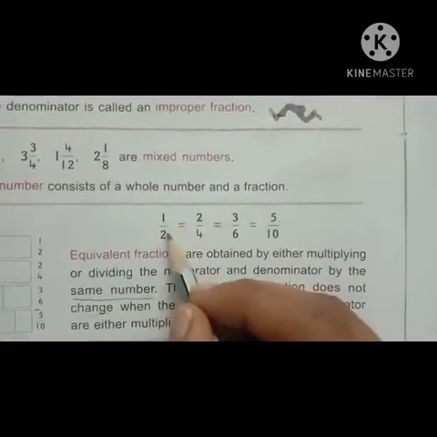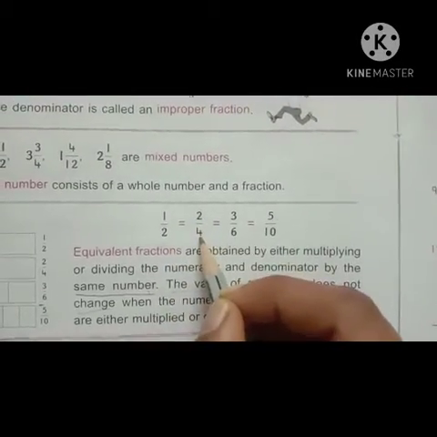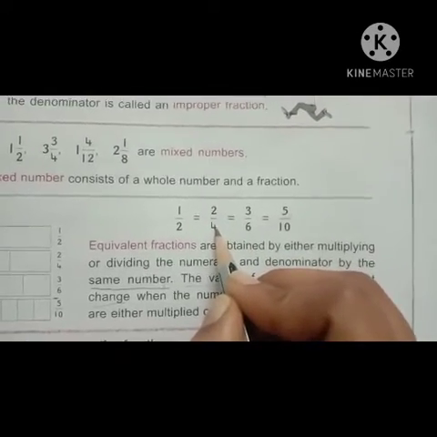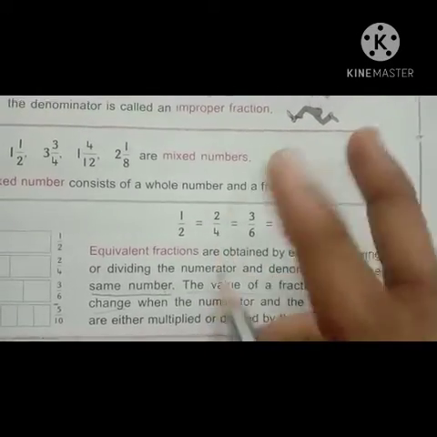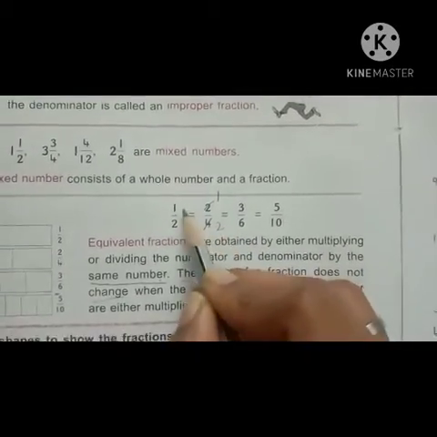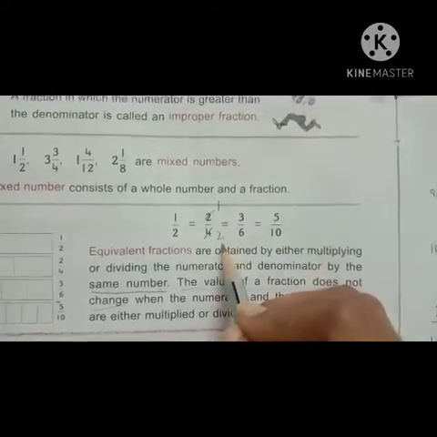See here children, 1 by 2 equals 2 by 4. Now, in which table will 2 and 4 be divisible? Yes, in the 2 table, 2 and 4 are there. 2 1s are 2, 2 2s are 4. So here 1 by 2 equals 1 by 2 only.